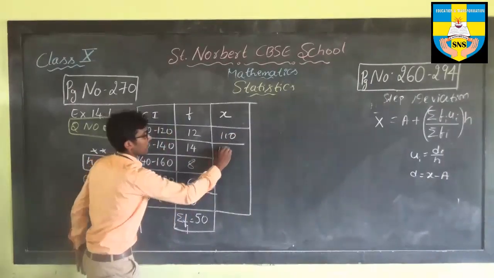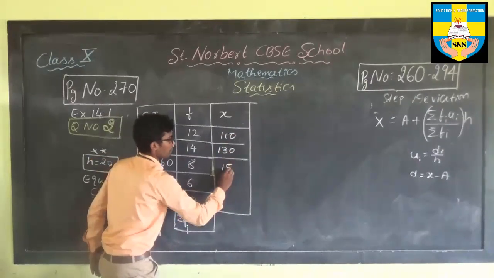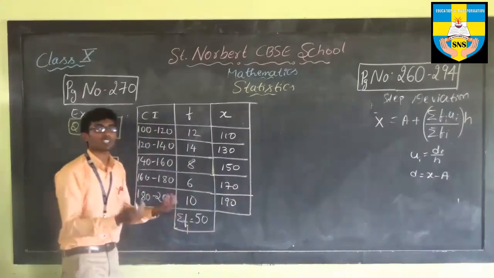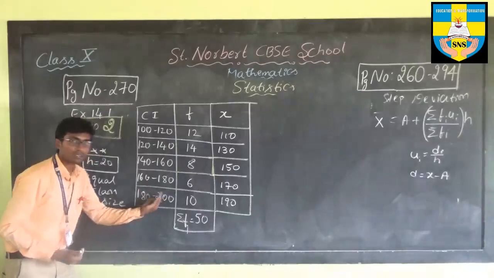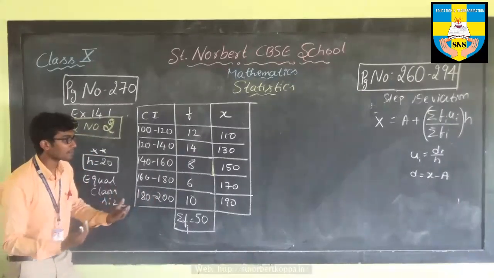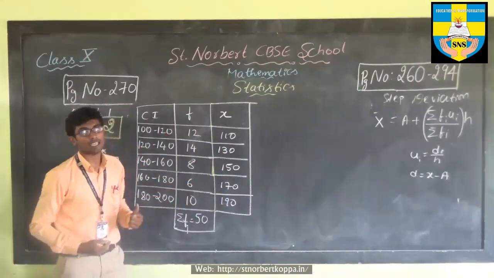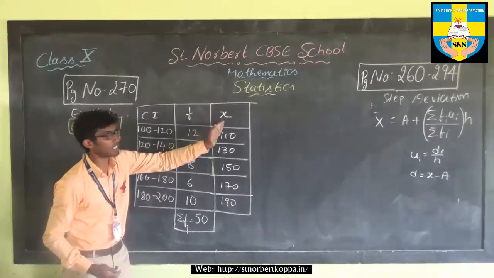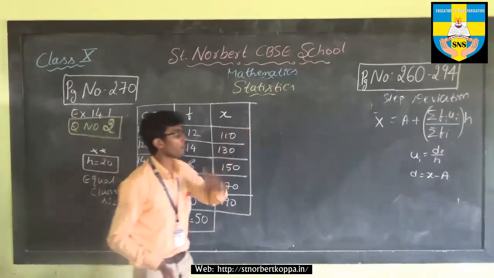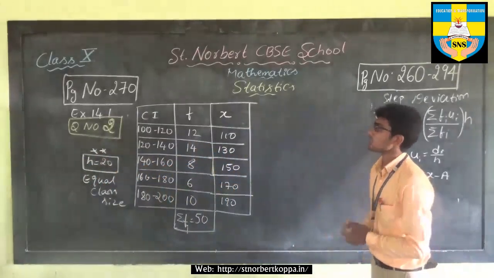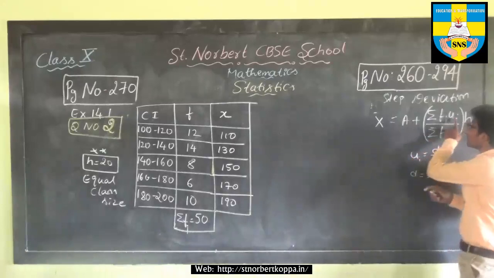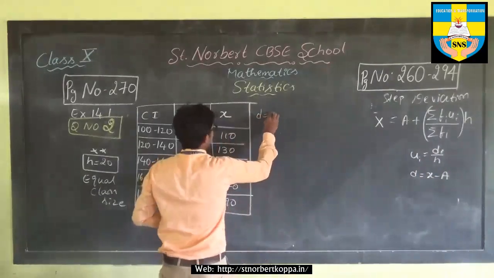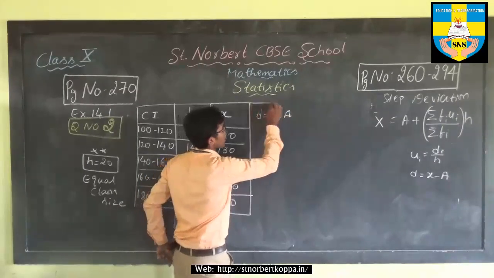Then, if you calculate further, 130, 150, 170, 190, like how we saw in the previous problem. In the same manner, add these two and divide by 2. By using the class mark formula, you can calculate x. Afterwards, don't go for multiplication of these two. If you multiply these two, it will become the direct method. I am following the step deviation method, so I want ui. Before calculating ui, calculate d. d is nothing but x minus a.